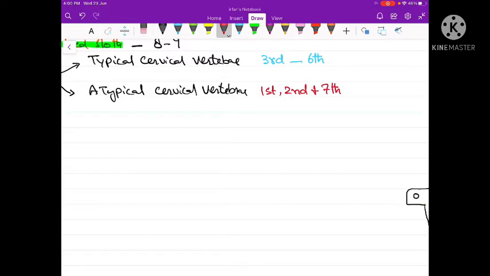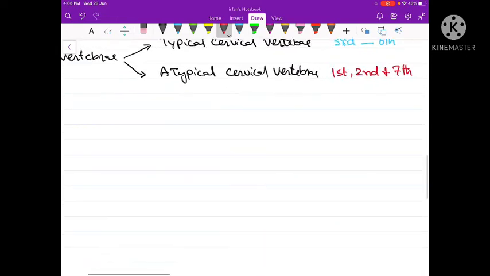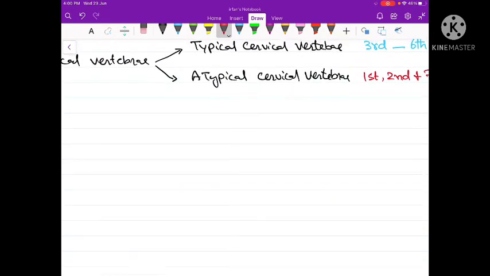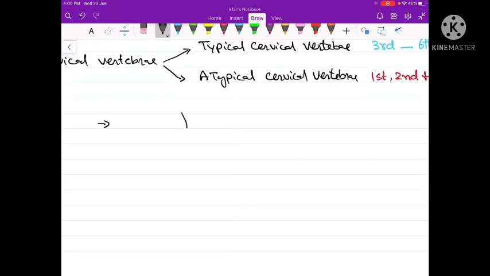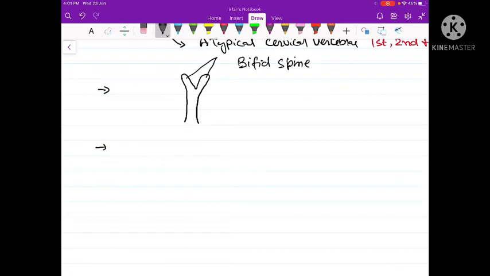As far as typical cervical vertebrae are concerned, each typical cervical vertebra has a bifid spinous process. The spinous process in a typical cervical vertebra will be bifid. So, instead of a single spine, the spinous process has a bifid shape, and this type of spine is called the bifid spine. So, the first point we will write is that typical vertebrae have a bifid spinous process, number 1.